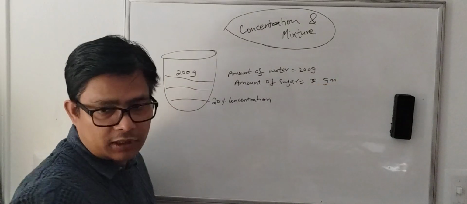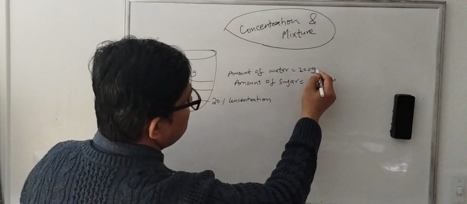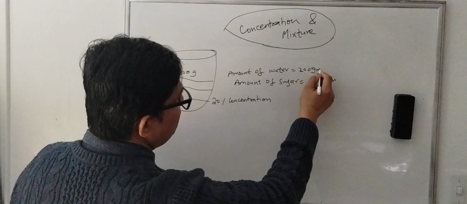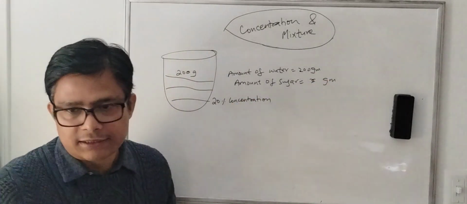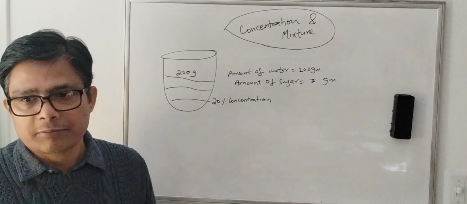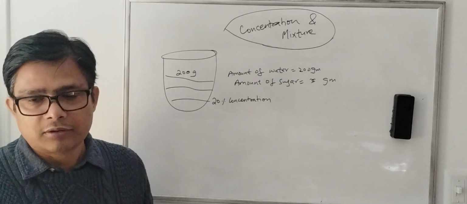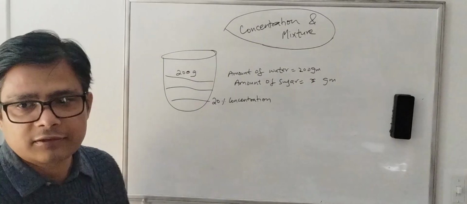Okay, gm is per gram. Similarly here, either write g or gm, whatever you prefer. Gm is per gram. This is a metric unit. Okay, I'm not using pound or ounce, so gram is fine.